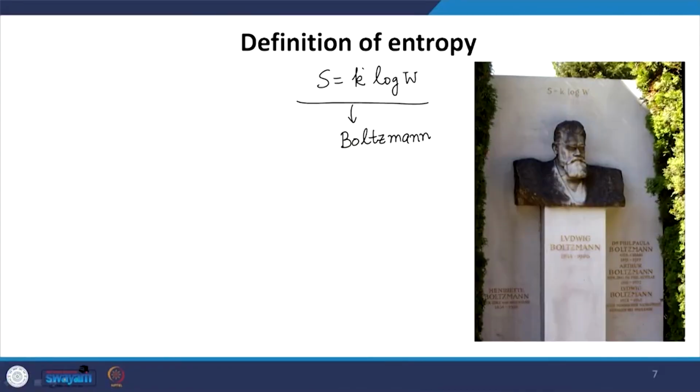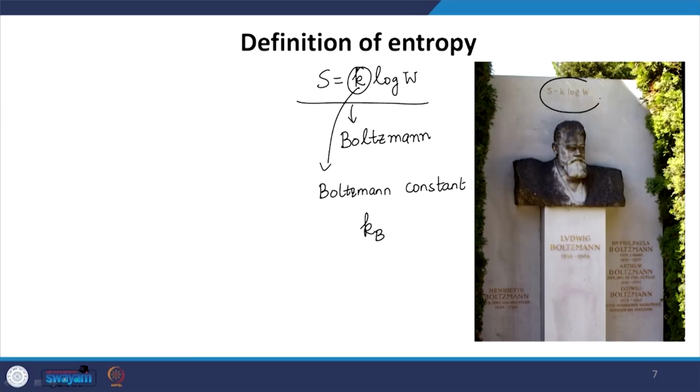This particular constant is given the name of Boltzmann constant, although he did not define it that way, and we will use the symbol k_B for that, where B stands for Boltzmann. Such is the importance of this equation to his life and to thermodynamics in general that this equation is actually engraved on his grave.